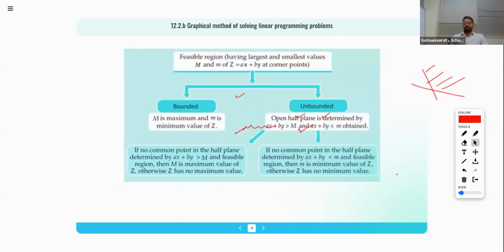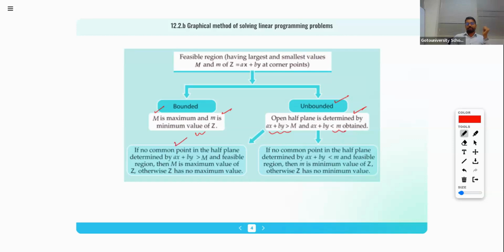Let's look at these points again quickly. A feasible region has a largest and smallest value, M and m, of z equals ax plus by. That means a region which has the required points, the feasible points or objective points, is called the feasible region. So a feasible region can be bounded or unbounded. Bounded is one where M is the maximum and small m is the minimum value of z, whereas unbounded has only one open half plane determined by either M or m. So only one of them is obtained.